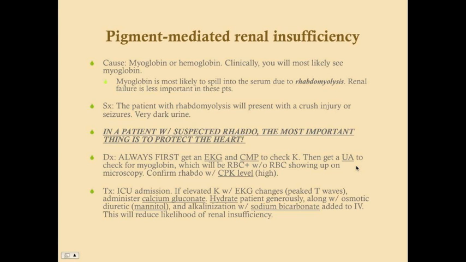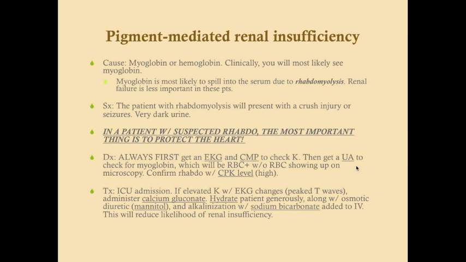Why do we want to increase urine flow? Because myoglobin, when it's inside the kidneys, is directly toxic on contact with the tubular cells. So the faster we can get fluids through these patients and flush out their kidneys, the faster we're going to get the myoglobin through and the less permanent renal damage we're going to have. We're also going to want to alkalinize these patients with sodium bicarb. This also will reduce the likelihood of chronic renal damage.